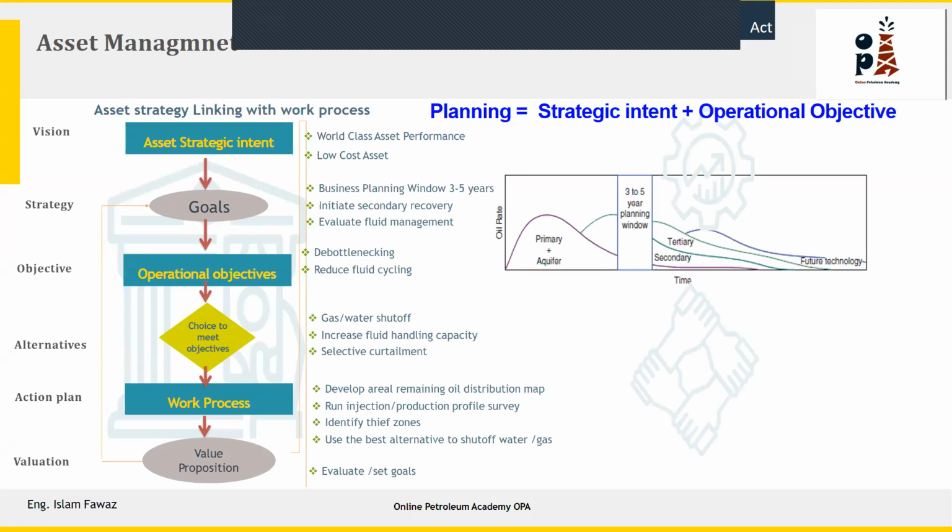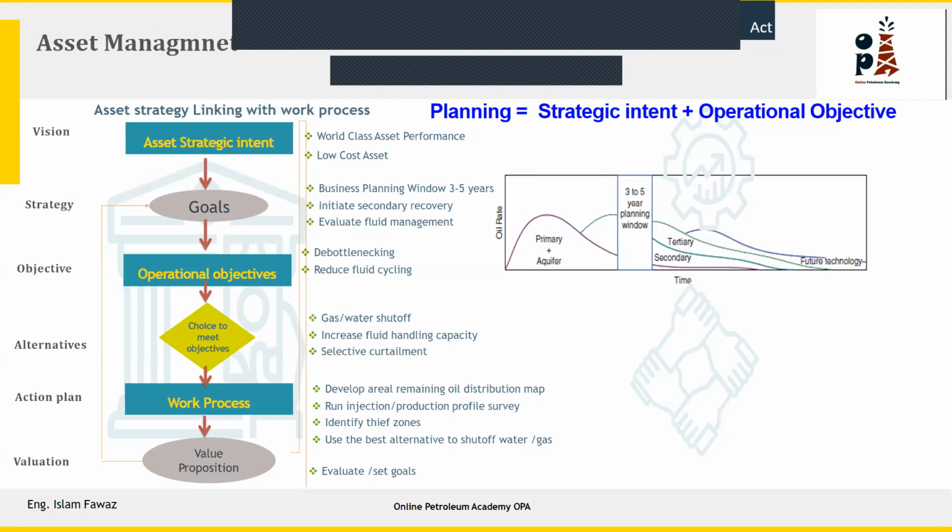This chart shows how to link the asset management or asset strategic intent to value proposition. This is the workflow. As a start, the asset strategic intent is the enterprise strategic intent translated to the individual asset in the enterprise or in your company. Just for example, we need to have world-class asset performance in the Middle East and low cost asset performance. This is the strategic intent.